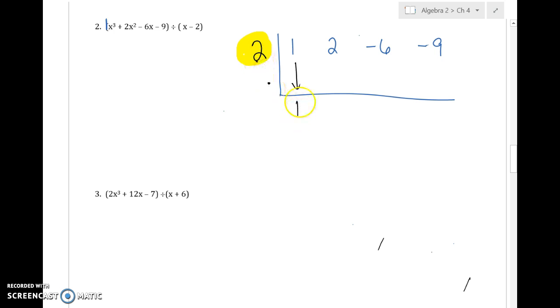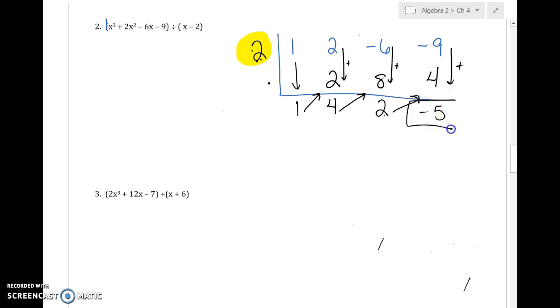2 times 1 is 2. Then we add straight down to get 4. Multiply again. 2 times 4 is 8. Add the numbers straight down. What is 8 plus negative 6? 2. Now multiply. 2 times 2 is 4. And then add straight down and box that last thing.